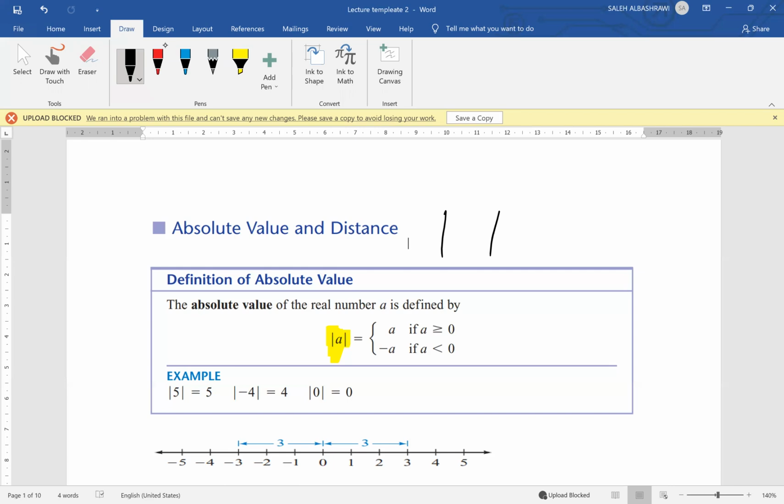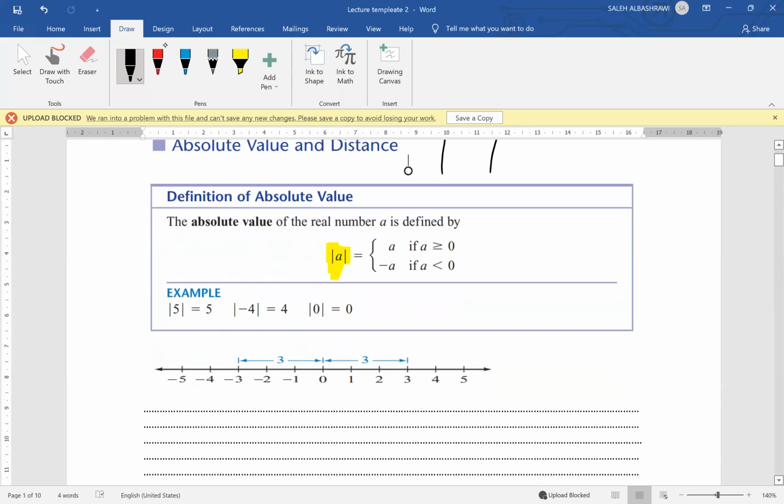For example, the absolute value of 5. 5 is a positive number, so the absolute value of 5 is equal to 5. Again, if what is inside the absolute value is positive, then we can write it as it is. |A| is equal to A. The absolute value of 5 is equal to 5.